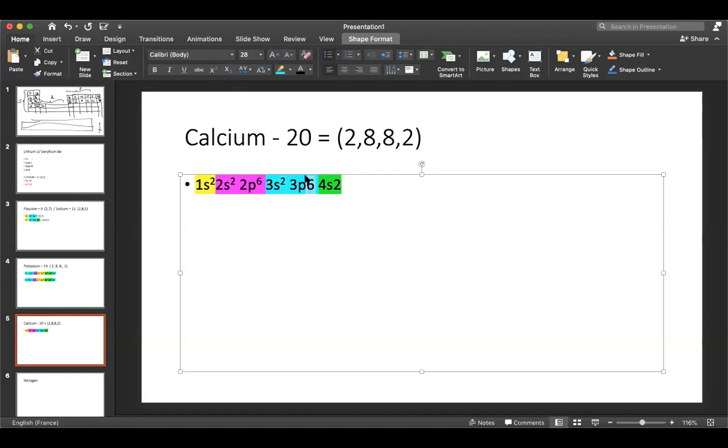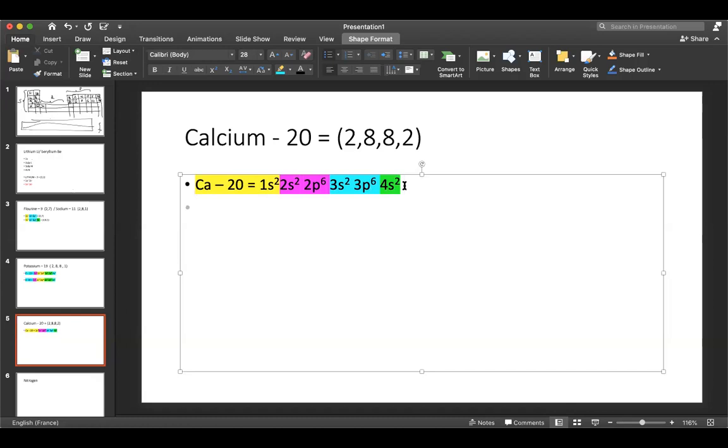This to another power. Then, like I said, you add up. Calcium, number 20, has this electronic configuration. So this is called the electronic configuration.